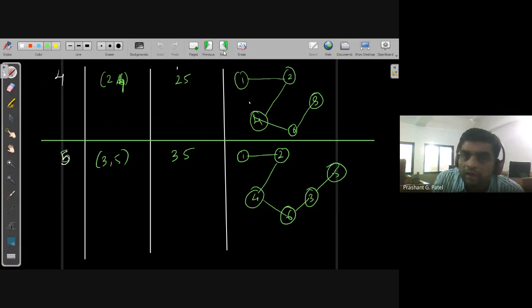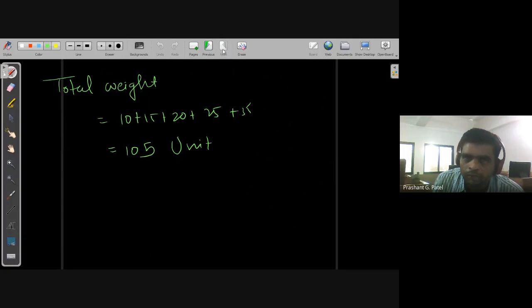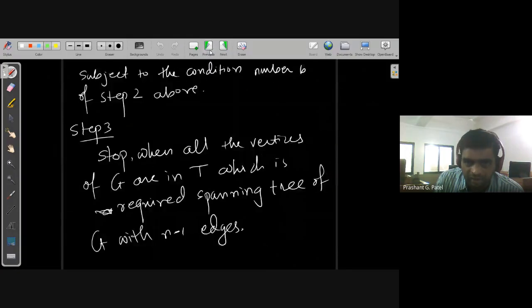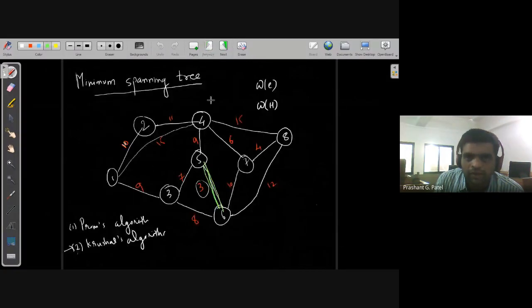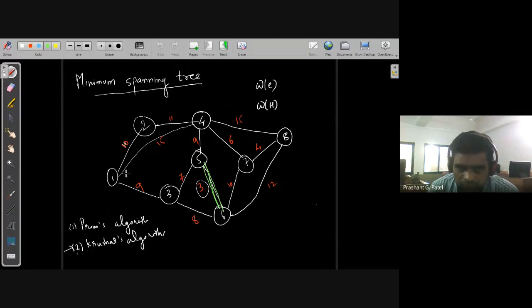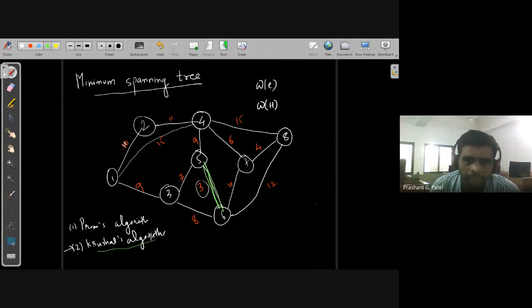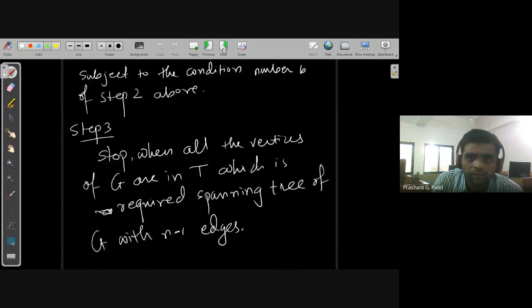Should I do another example with the same, or will you do it? I can give you as an exercise that you can calculate the minimum spanning tree for this graph using the Kruskal algorithm. Is it fine? You are able to do that? Yes, sir. Sure. Yes, sir. Okay, so we'll move forward with another algorithm.